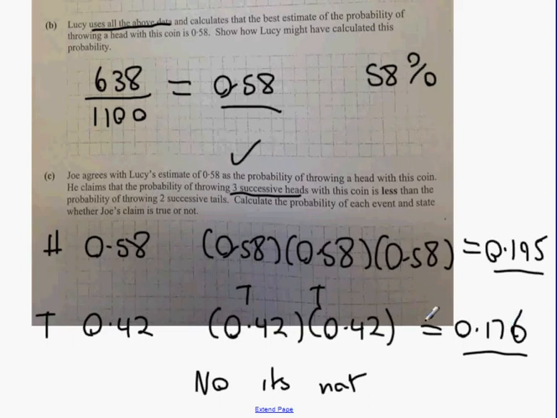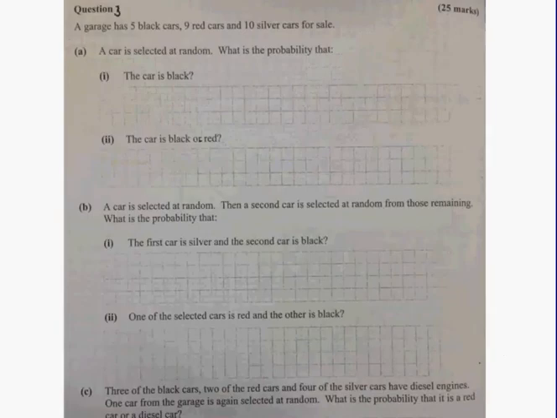Is that alright? Okay. Now, what we have next is question 3. Now, expecting most people to clean up here, okay? A car is selected at random. What's the probability that the car is black? Okay, what's the probability? 5 out of 24. 5 out of 24 doesn't break down anymore in your calculator.